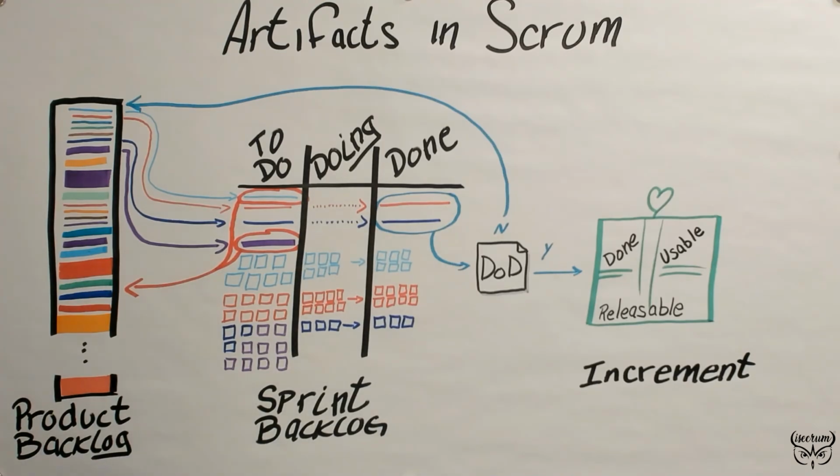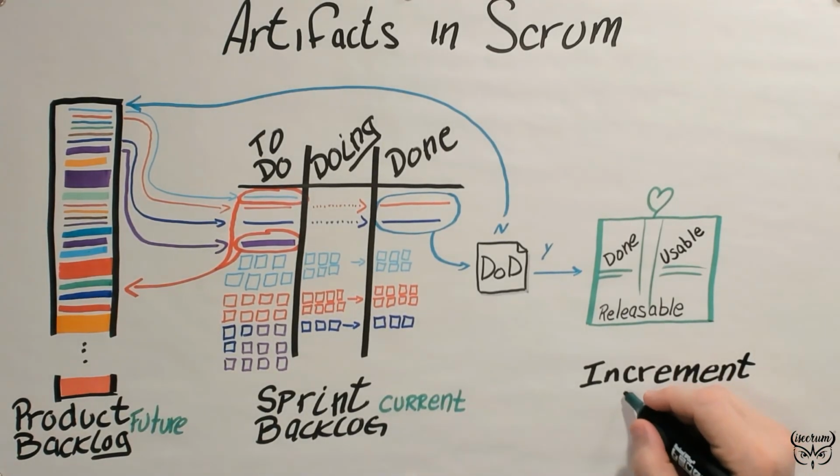When we say artifacts in Scrum, we mean representations of work. The product backlog is a representation of all future work for this team. The sprint backlog is a representation of work that the team is currently engaged in. And finally, the increment is a representation of work that was done in the past. I hope that helps you remember that the product backlog, the sprint backlog, and the increment are the three artifacts in Scrum. The product backlog being the future of the product, the increment being all of the work that was finished in the past, and the sprint backlog being the work that's being done right now by the developers.